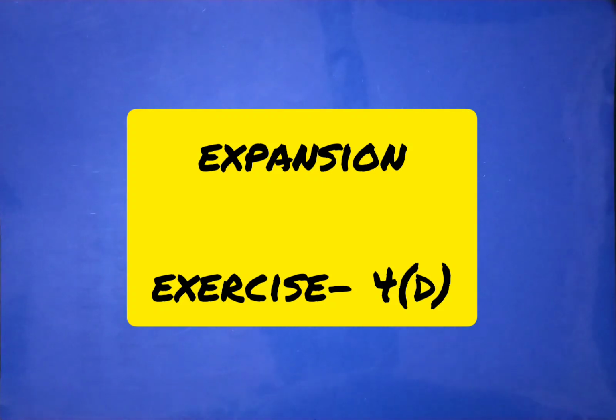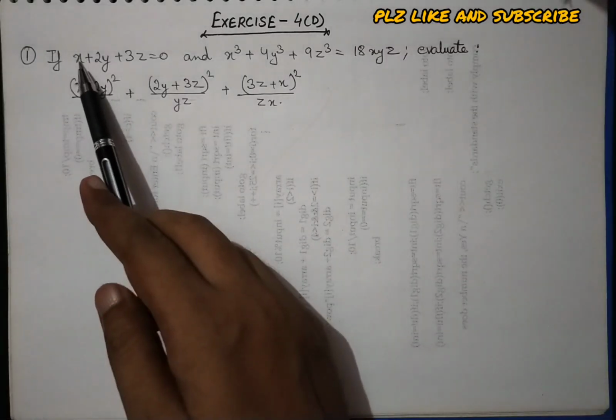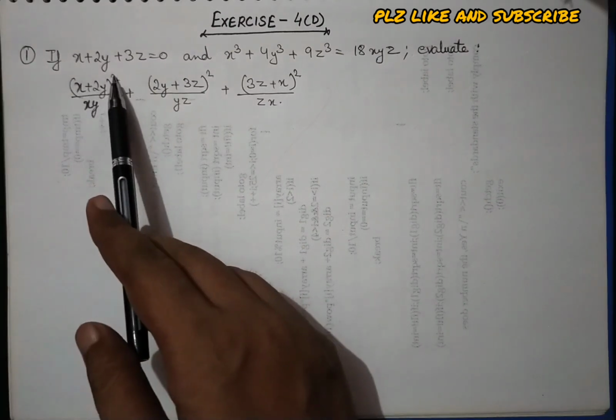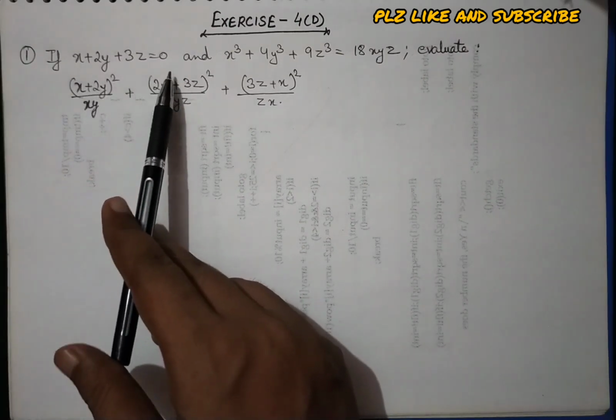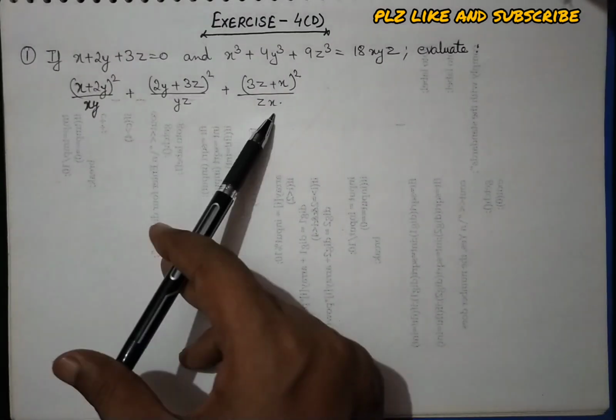Hello students, in this video we are going to discuss exercise 4D of chapter expansion. Here we start with this question. We are provided with x plus 2y plus 3z equals 0, and we have to evaluate this expression.